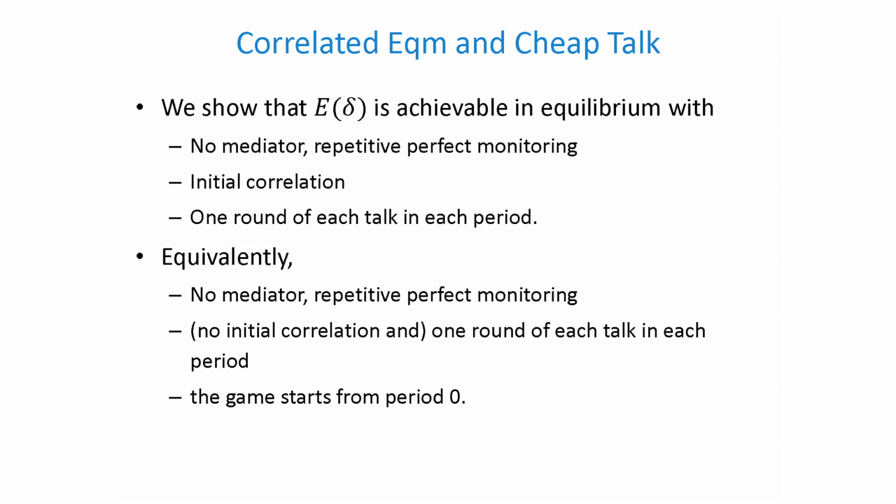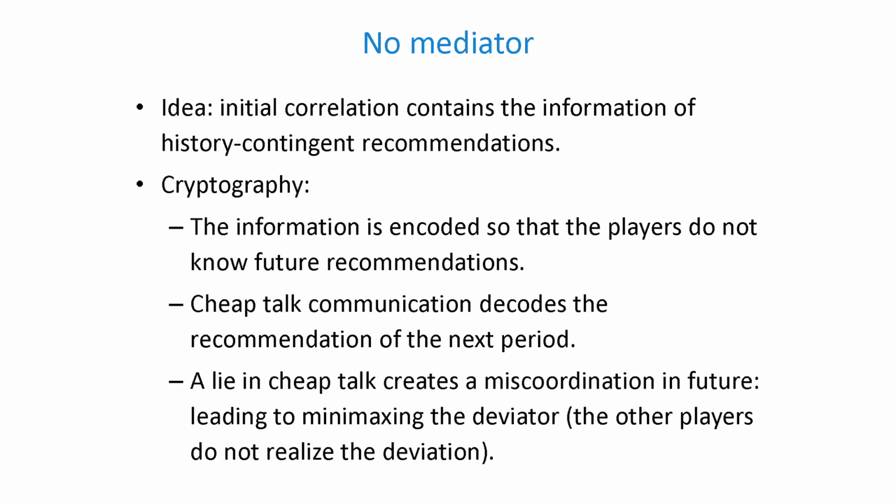And the idea to show this part is that the initial correlation contains all the information that you need to know about the history-contingent recommendation schedule. But we cannot give the information of the recommendation at the beginning because then you get too much information about what will happen in the future. So we use the idea of cryptography that the information is encoded at the beginning so that the players do not know future recommendations, and then construct a cheap talk communication after each period so that that communication decodes the recommendation of the next period. And if you tell a lie, then this communication creates some miscoordination in the future, leading to minimaxing the deviator.